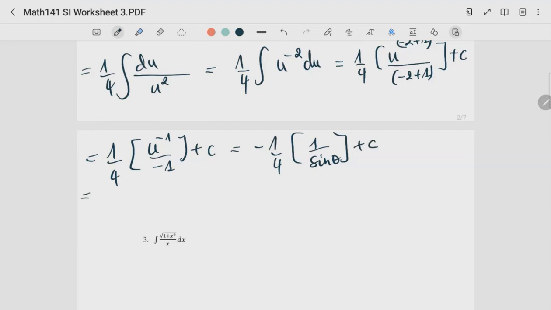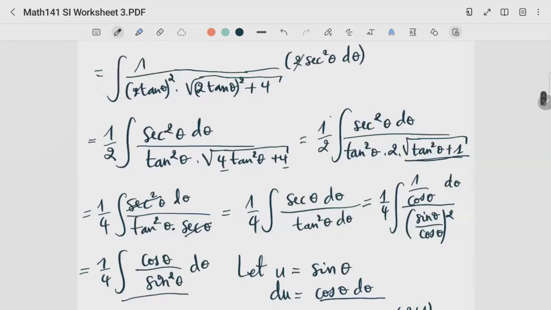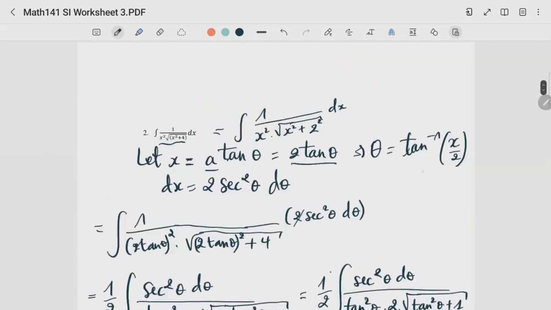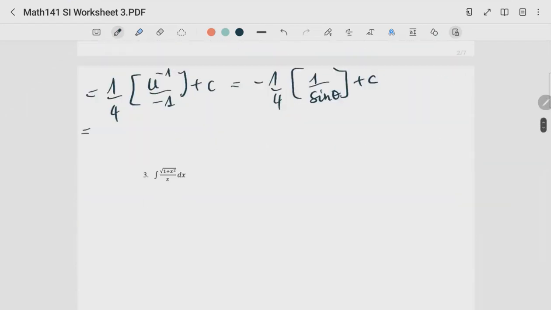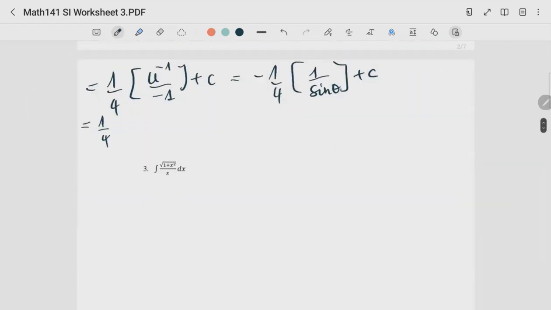Which is equal to, remember now, let's go back to what theta is. Theta is tan inverse of x over 2. So we have 1 over 4, negative 1 over 4, sorry, multiplied into 1 over sine of tan inverse of x over 2, right, plus c.